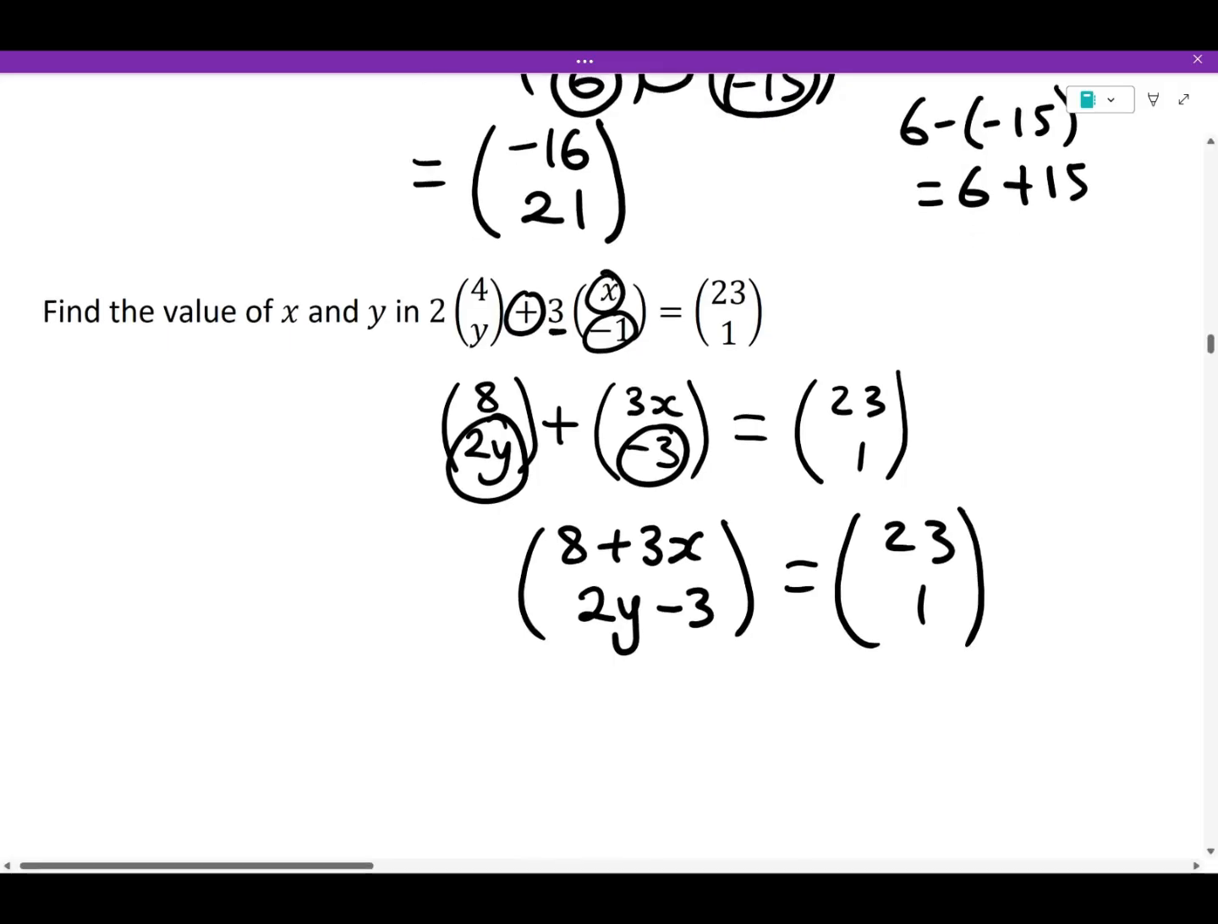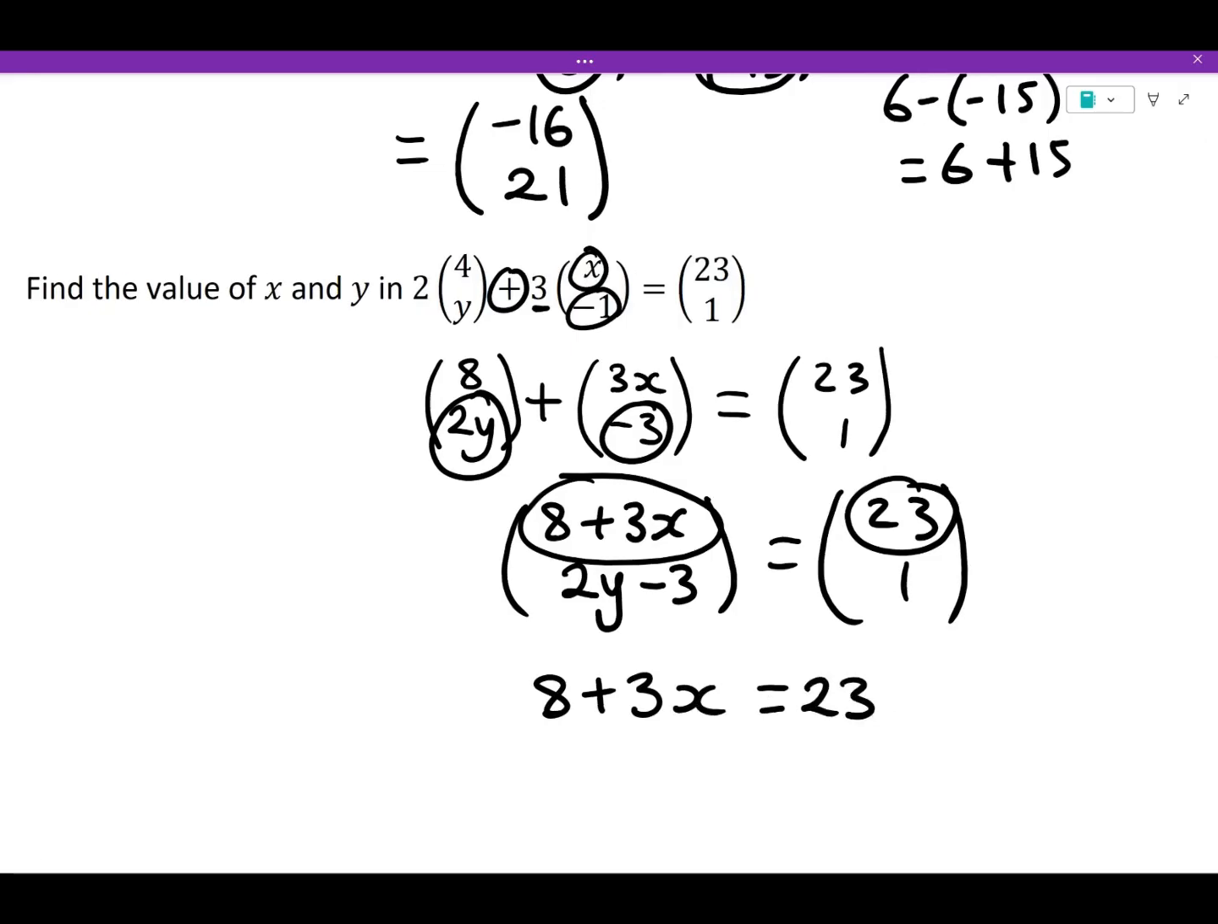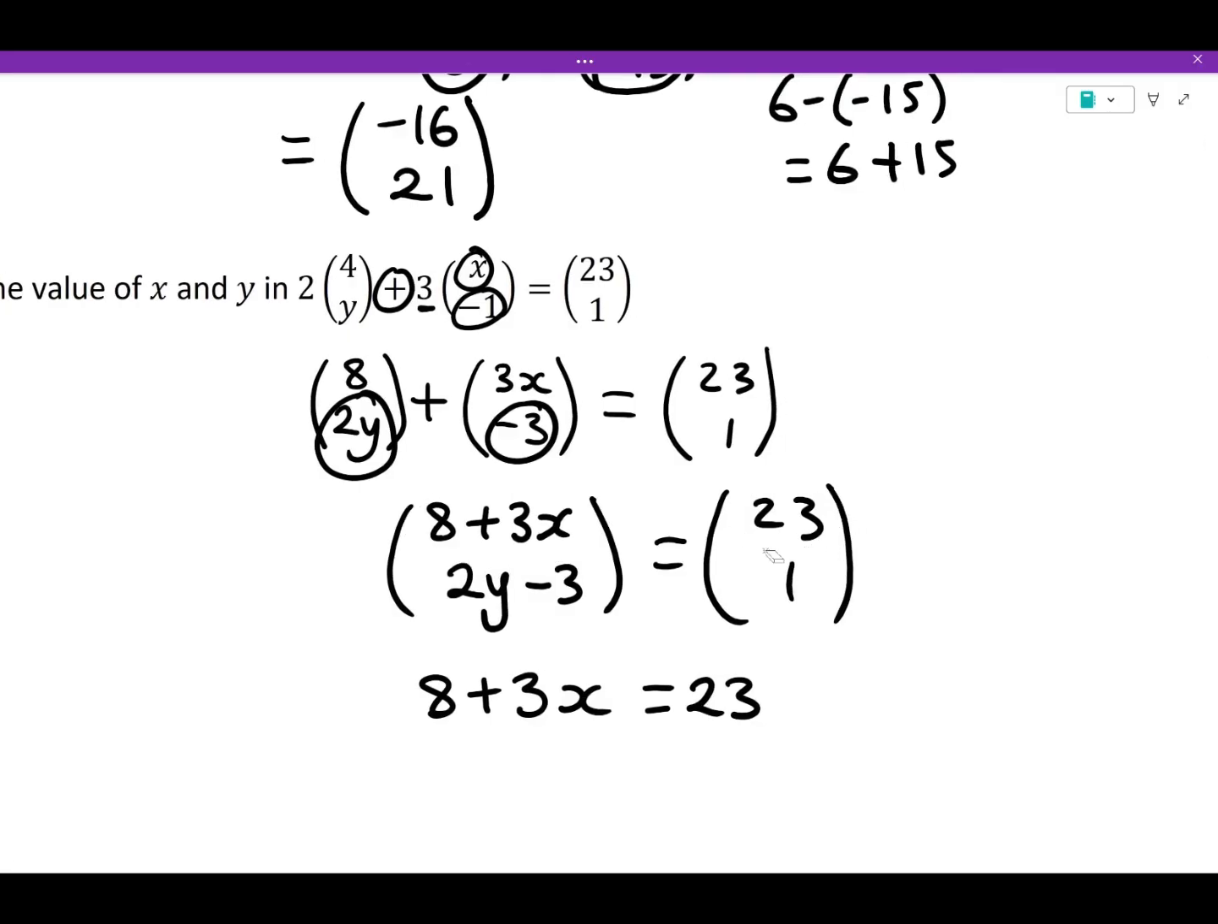So now we have a single vector on the left-hand side and a single vector on the right-hand side. The only way these vectors are going to be equal to each other is if their horizontal components are equal, and then separately their vertical components are equal. So now we're going to equate them. Let's start with my horizontal components. We write 8 plus 3x is equal to 23. That statement must be true if the vectors are going to be equal. And then separately, I can take my vertical components and equate them. So 2y subtract 3 must be equal to 1.